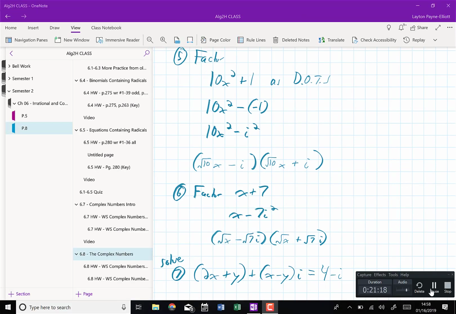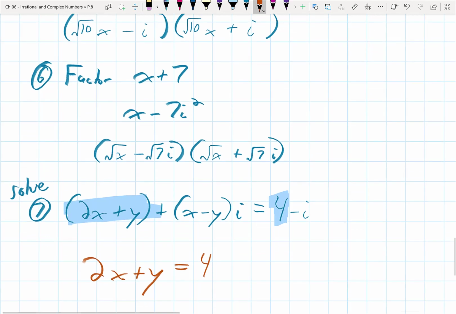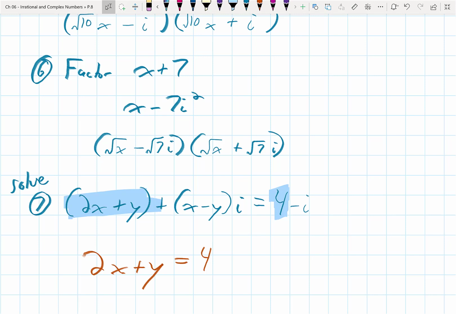Okay. I have 2x plus y, and that's the real part of the left side. That is this thing. What's the real part of the right side? What should be true about those two? They should be equal to each other. The real part of the left side should be equal to the real part of the right side. Corresponding parts should match each other. The imaginary should also match.